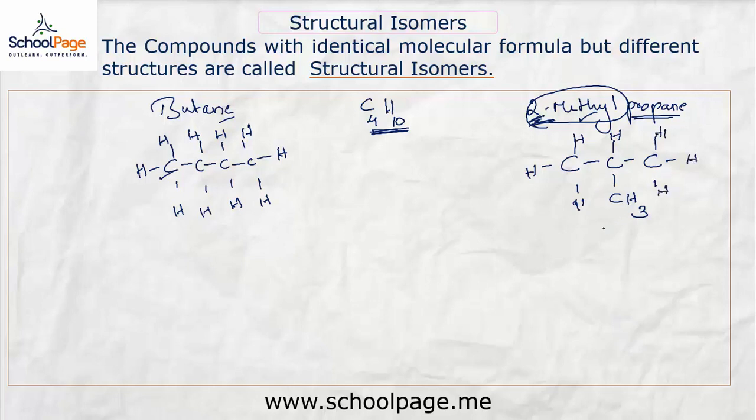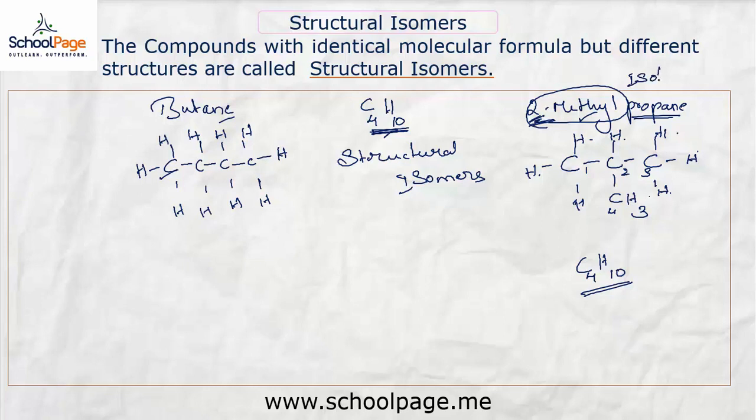Now, how many carbon atoms are there? 1, 2, 3, 4. So there are 4 carbon atoms. Now count the hydrogen atoms. 1, 2, 3, 4, 5, 6, 7, 8, 9 and 10. So hydrogen atoms are 10. Note that the molecular formula for both these compounds, butane and 2-methyl propane, is the same, that is C4H10. Hence these two compounds are called structural isomers. 2-methyl propane is also called isobutane.